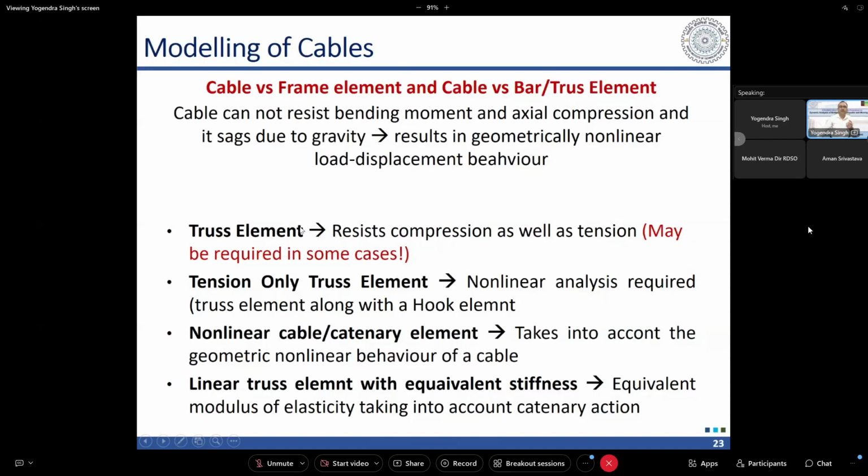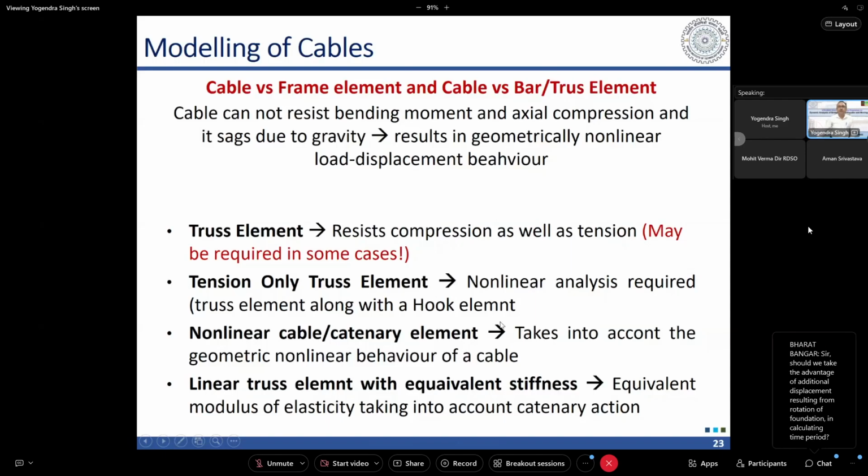Suppose I am using an element which cannot take compression, which is representing the cable correctly. So what will happen? In some stage, the additional force may be tensile, and we can't superimpose that. So for the purpose of this stage analysis and superposition of the forces, in the preliminary analysis we always use the truss element, which can take compression as well as tension, although real cables cannot take compression. Then if I want to model the real behavior, I should have an element which takes only tension. It should not take compression.